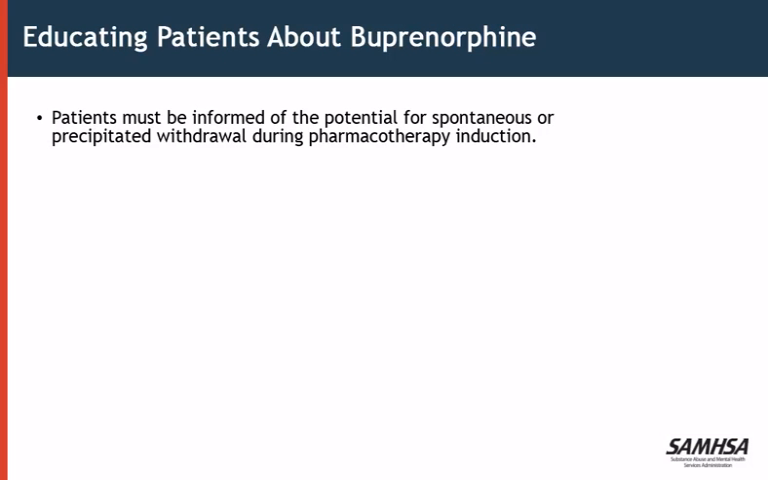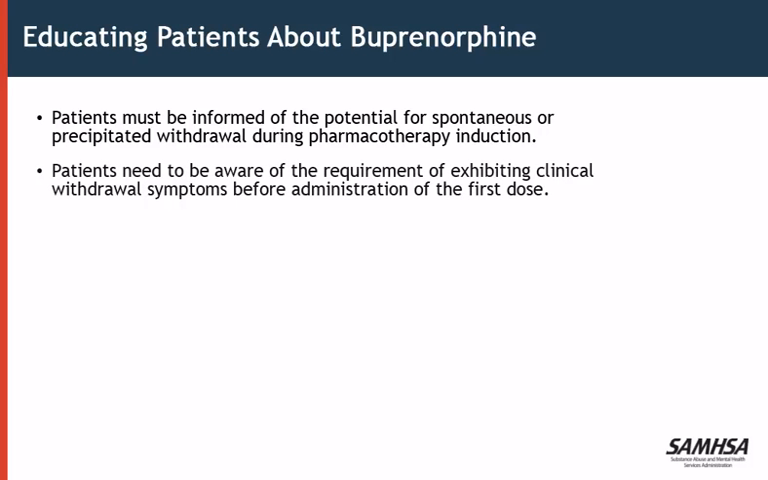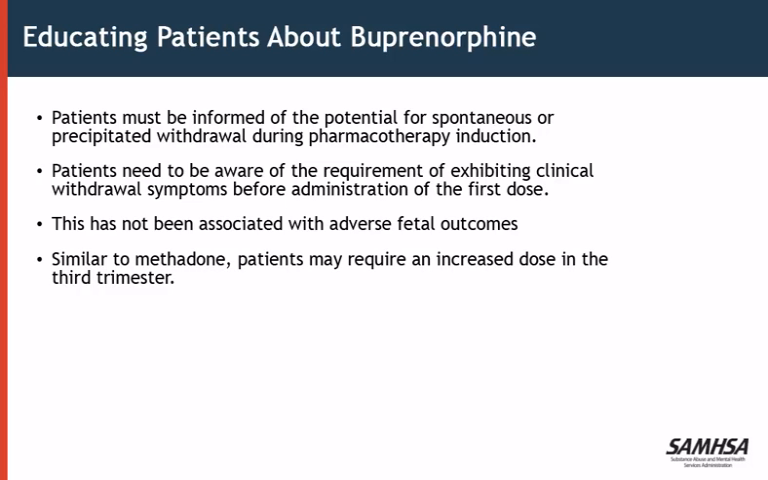It is important for a woman making a decision about pharmacotherapy to know the following things about buprenorphine. It is necessary to exhibit symptoms of withdrawal in order to start the medication. While the amount of clinical withdrawal required to safely start buprenorphine has not been associated with adverse fetal outcomes, it is nevertheless unpleasant. Exhibiting signs of clinical withdrawal is necessary to avoid precipitating acute withdrawal, which can be severe. An increased dose of buprenorphine may be required in the third trimester of pregnancy. Women should also know they will experience clinical withdrawal symptoms when they discontinue buprenorphine, as with methadone.